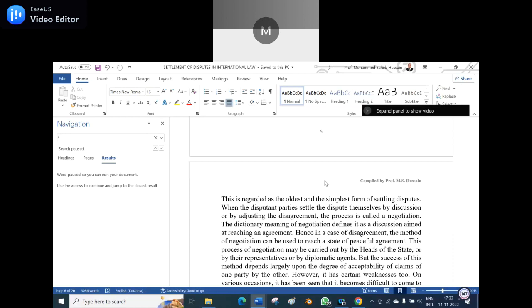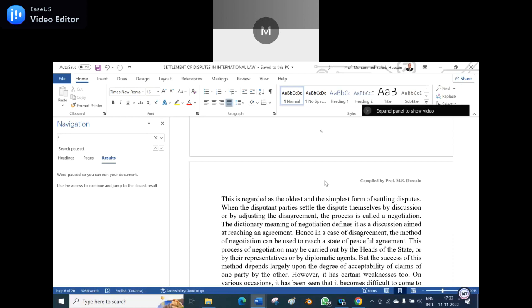There would not be any mediator or arbitrator. Here, the disputing parties settle the dispute themselves. Themselves means each party of them. By how? By discussion or by adjusting the disagreement. The process is called negotiation. So, through negotiation also, a dispute settlement would be there. The oldest one is negotiation.